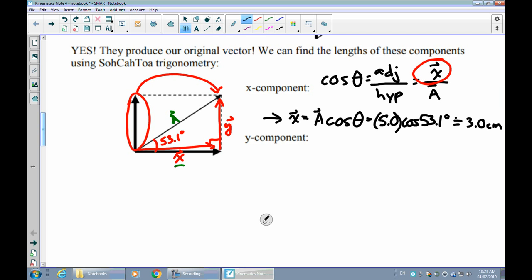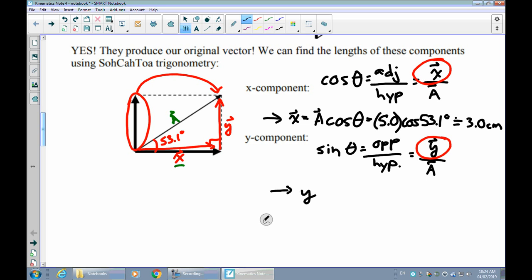So the y component I can analyze using the sine ratio. And sine tells me that sine of some angle theta is its opposite side over its hypotenuse, which in my case now is going to be the y component, because that's the opposite side, divided by the hypotenuse, which is still vector a. So again, a little rearrangement, because what I really want, if I want the y component, is to know how long this vector here is.